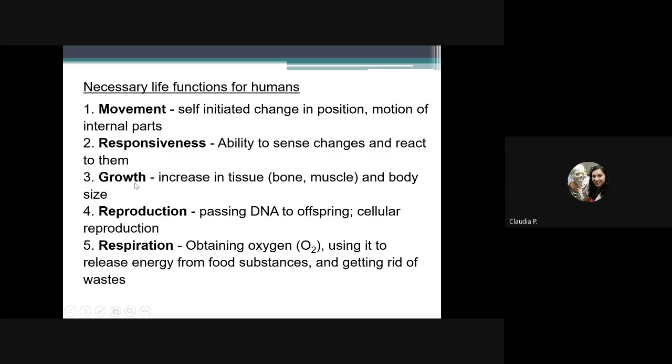Okay, reproduction. Now we're looking at necessary life functions. Do you have to reproduce as a necessary life function? No. But this is more specifically the necessary part comes from your cells. Your cells do have to make more cells because our cells do die and you have to replace them. So if you lose skin cells, like you scrape your knee, you need to make more.